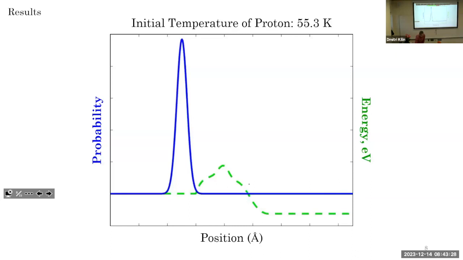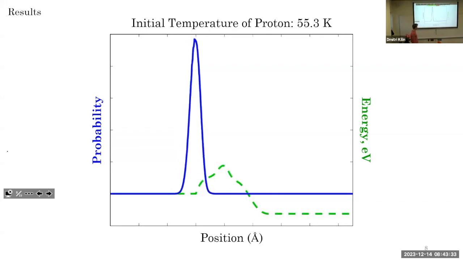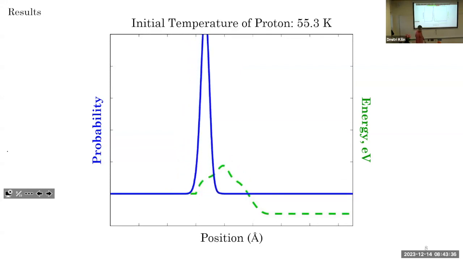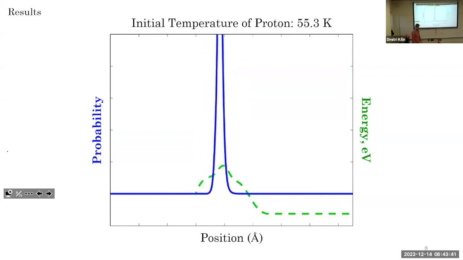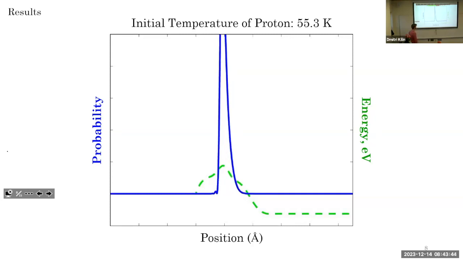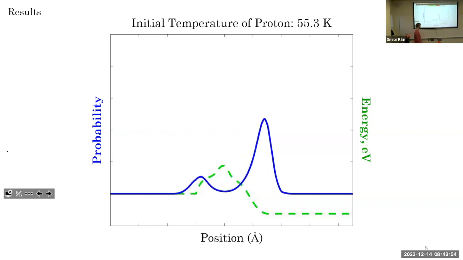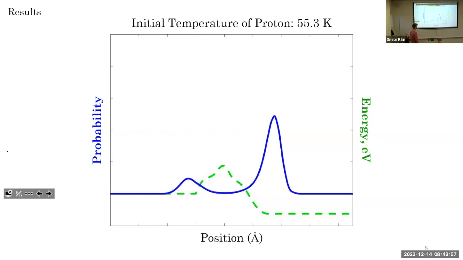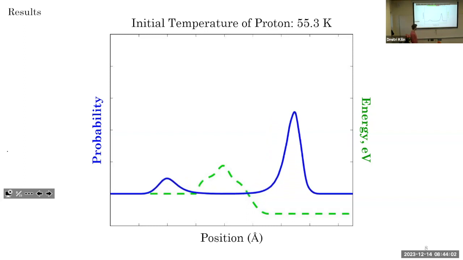So let's see. Here I'm showing a little movie of a proton wave packet with an initial temperature of 55.3 Kelvin. Kinetic energy is the parameter I changed in these experiments. We can see how it moves towards and across the potential barrier, with some of the probability distribution being reflected back while most of it makes it through and is transmitted product. Pretty neat.